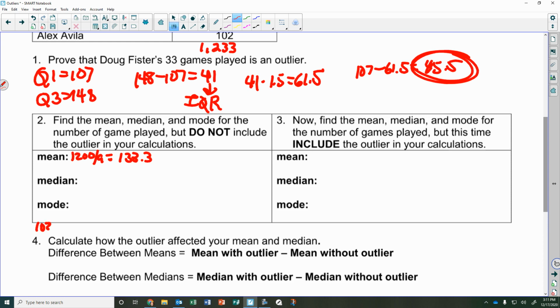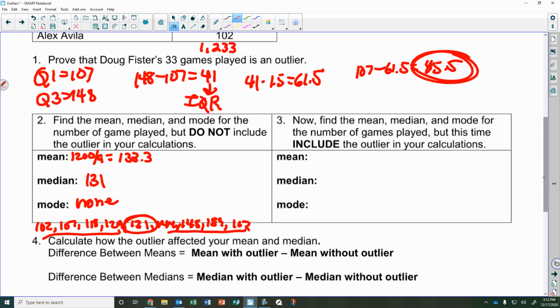So 33, no, 107, 118, 129, 131, 144, 148, 159, and 162. Well, if you notice here, there are 9 pieces of data, right? So 4 are to the left, 4 are to the right, which leaves this one right here in the middle. There's our median. And then our mode is the number that appears the most. Well, there's no number that appears more than once, right? So there is no mode.